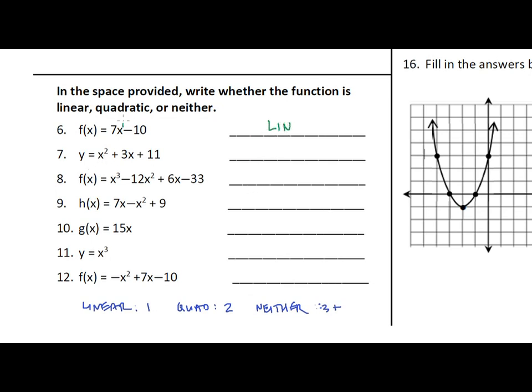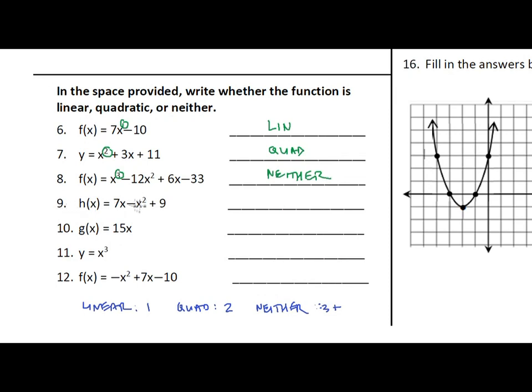Question number 2, and I'll circle that. Our highest exponent is 2. That means it is quadratic. Question number 7 is quadratic. Question number 8, the highest exponent is 3. That's not quadratic and that's not linear, so it is neither. It's actually called a cubic. You'll learn that next year in Integrated Math 3.